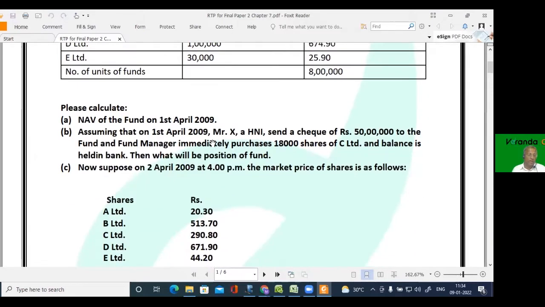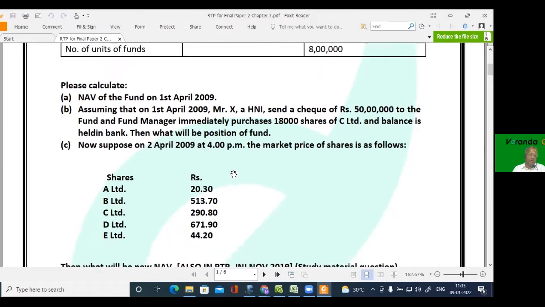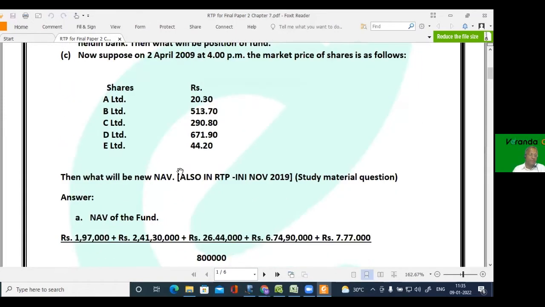2009. Assuming on 1st of April 2009, Mr. X, a high net worth individual, HNI, sent a check of 50 lakhs to the fund, and the fund manager immediately purchased 18,000 shares of Sri Lanka, the balance held in back. Then what will be the position? Now, the following day, on 2nd of April at 4 p.m., the market price they have given, and what will be the new NAV?